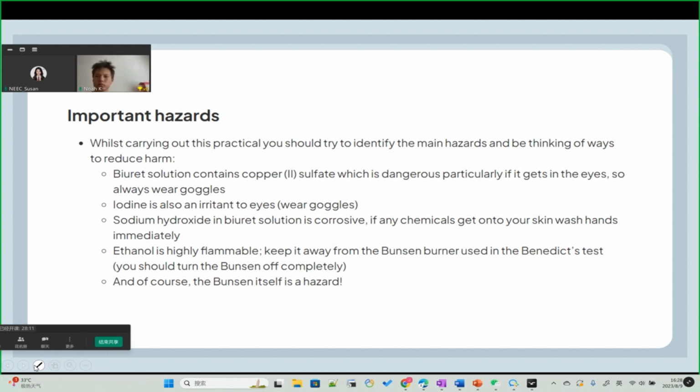And actually, there's an answer that can be applied to almost every question, which is to wear gloves and goggles, and probably some protective clothes. And then, besides biuret, iodine is also an irritant, so still wear goggles. And besides these two, which are irritants, there's another one called corrosive, which is sodium hydroxide in the biuret solution. So you should wear gloves and also wash your hands immediately if you get some of the chemicals onto your skin.